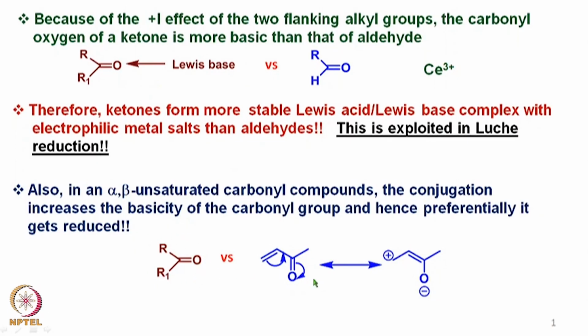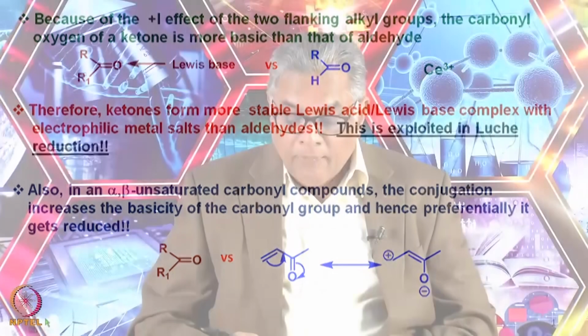And therefore, it is very clear that an alpha beta unsaturated ketone would form a more stable Lewis acid Lewis base complex with, say, cerium salts in comparison to a saturated ketone, and therefore alpha beta unsaturated ketones are reduced more preferentially in comparison to the saturated ketone. These are the things which have been exploited in the Luche reduction.